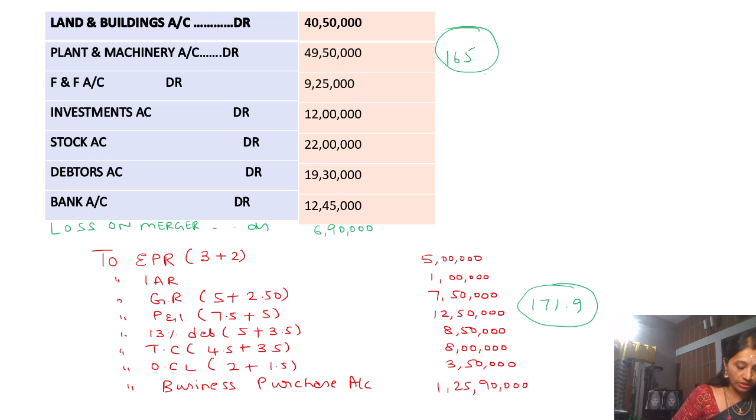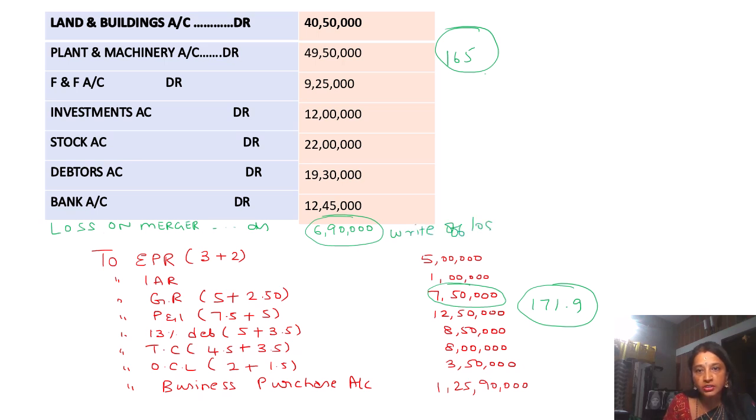Now after you do this, the next entry is, you cannot show loss on merger in the balance sheet. So what we do, we take the amount from some reserve and P&L account. The first preference will be given to general reserve. How much money do you have in your general reserve? You have 7,50,000. And what is the loss on merger? Loss on merger is 6,90,000. So we need to write off this loss from general reserve, because the amount in general reserve is sufficient.